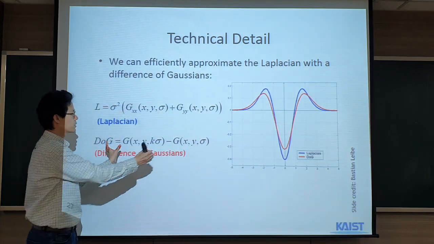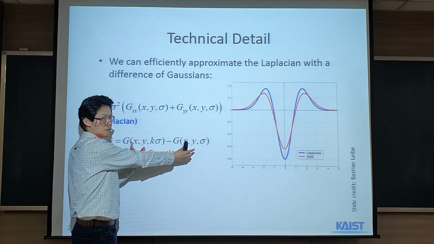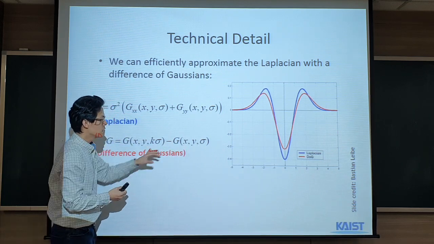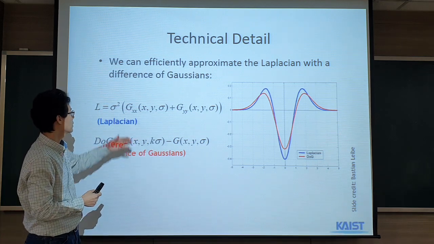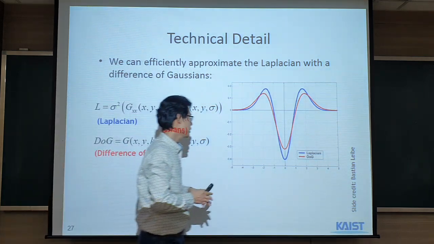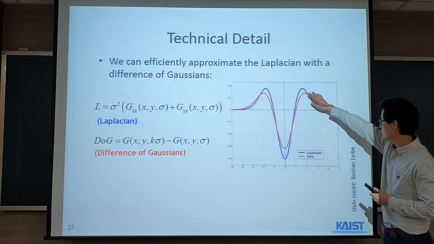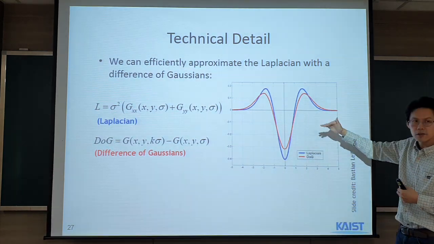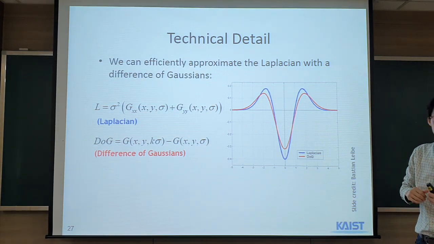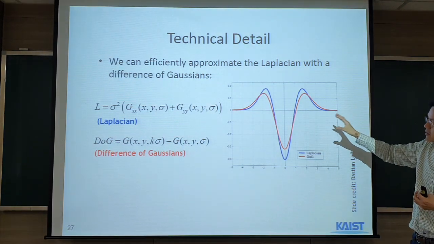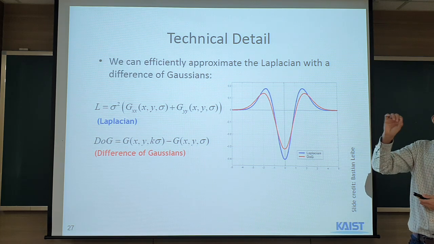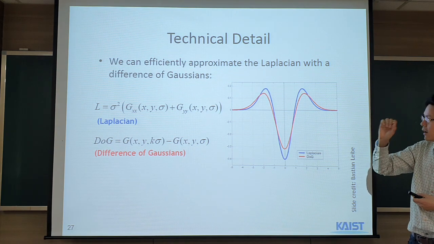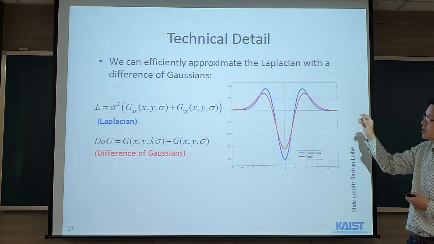Given these two different scales of Gaussian, if we take the difference between them, it turns out that this is very similar to the LOG. For example here, blue is the Laplacian, and red is the DOG. There are certain differences, but they are very similar to each other. Ideally, the exact shape is not really important. What's the really important issue here? What are the most important characteristics of the function that we choose?